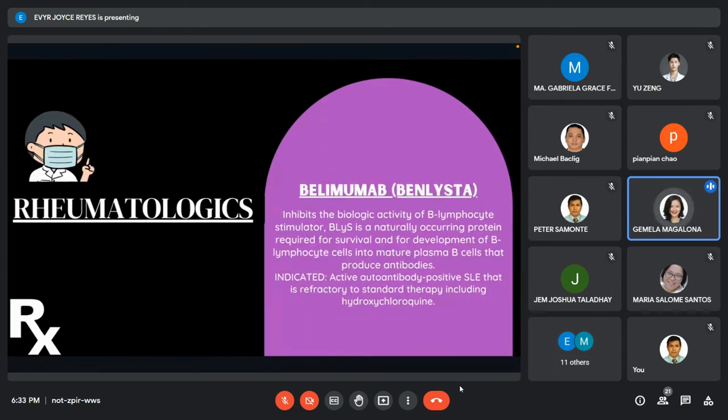Biologics, belimumab. It inhibits the biologic activity of B lymphocyte stimulator, a naturally occurring protein required for the survival and for the development of B lymphocyte cells into mature plasma B cells that produce antibody. Next, please.